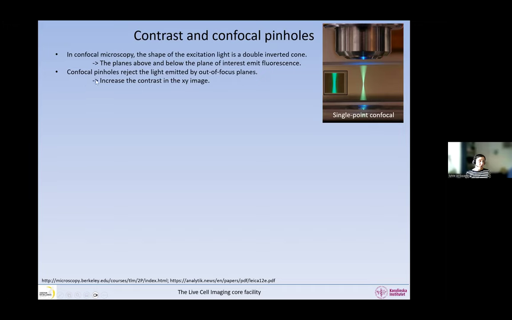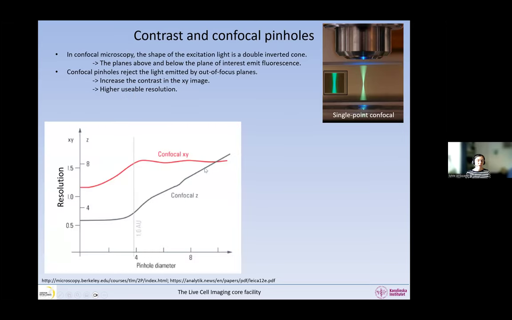And so that increases the contrast in the XY image. So when we image here, if we are in a wide field situation, we see everything that is out of focus. But thanks to the pinholes, we increase the contrast in the XY image. So we have a higher usable resolution. So if we look at the pinhole diameter here versus the resolution, we can see that in XY, actually, up to one Airy unit, we have almost no influence of the pinhole size.